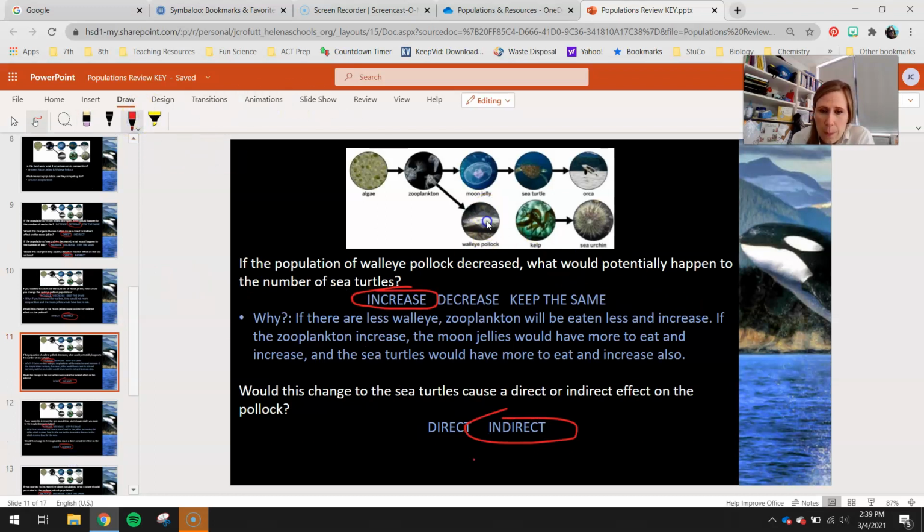If the population of walleye pollock decreases, what would potentially happen to the number of sea turtles? If we decrease our walleye pollock, that means our zooplankton would have a chance to reproduce and grow. There'd be fewer deaths than births, basically. So our births would cause our zooplankton to grow, which would cause our moon jellies to grow because they have more to eat, more births and deaths. And that would cause an increase in our sea turtles as well because, again, they have more food to eat and are able to reproduce more. And again, that is an indirect effect.